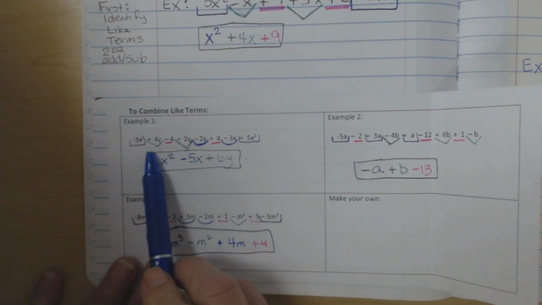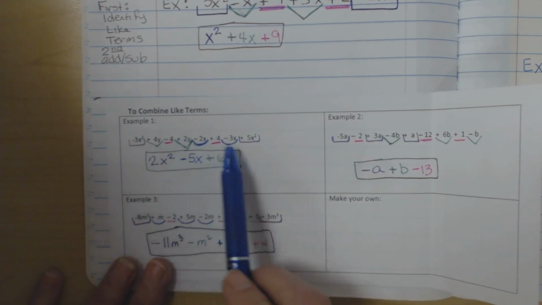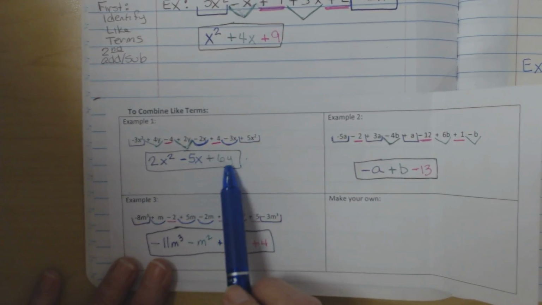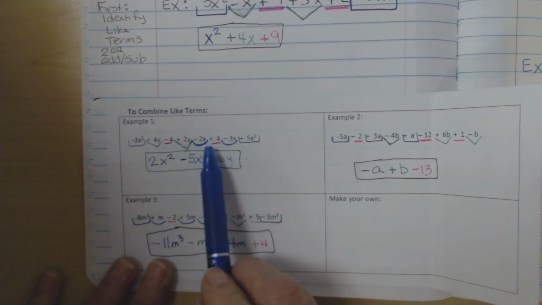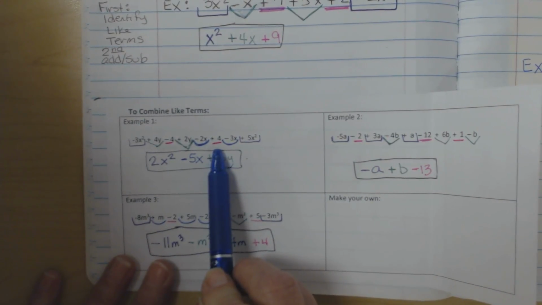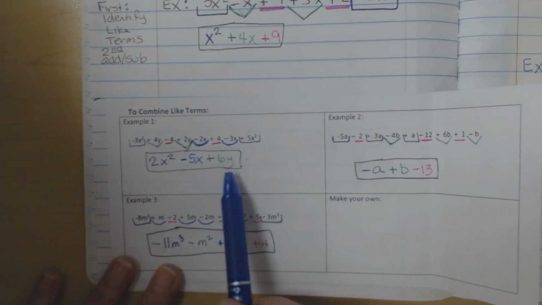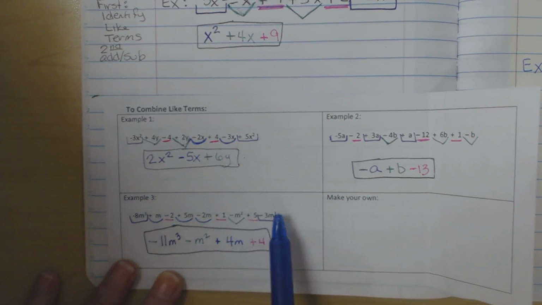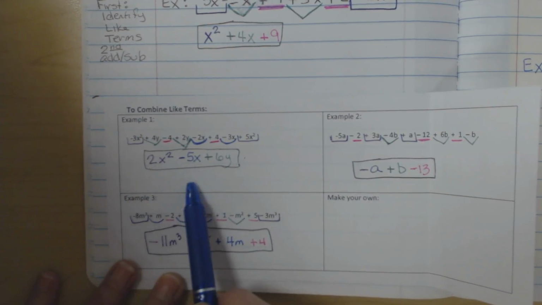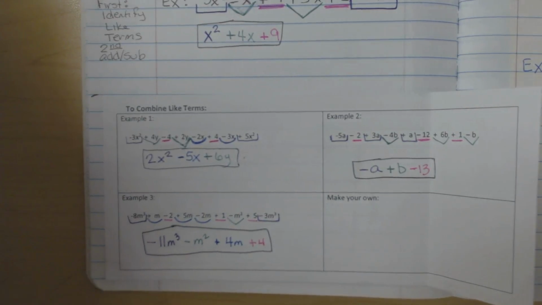Now I can go to my y terms. I have a plus 4y and a plus 2y, so 4 plus 2 is 6. So I end up with a 6y term. Then my constant terms. I have a negative 4 and a positive 4. But negative 4 and positive 4 just make 0, and we don't ever write just plus 0 all over the place. So it just disappears. So all of that stuff right there became 2x squared minus 5x plus 6y.